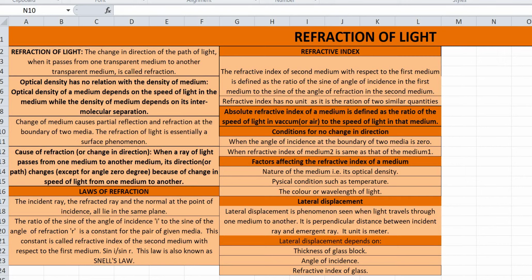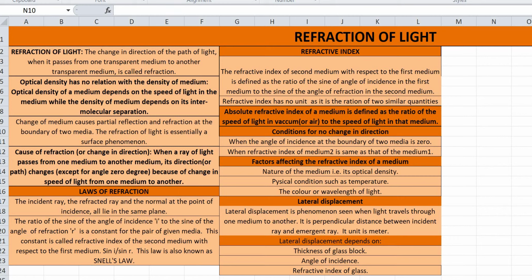Since the frequency of light depends on the source of light, it does not change on refraction. In refraction of light from one medium to another, due to the change in the speed of light, the wavelength of light also changes because its frequency remains unchanged.